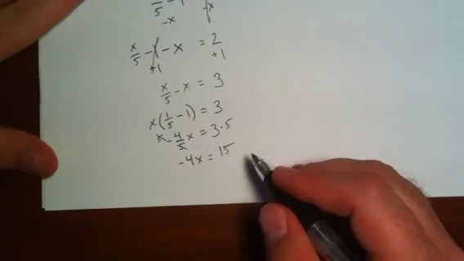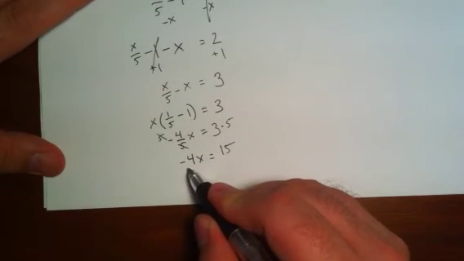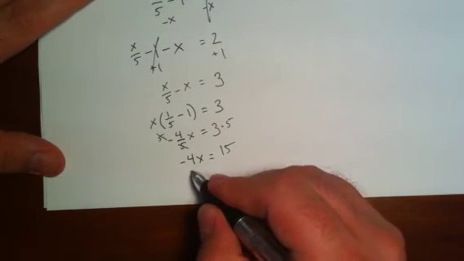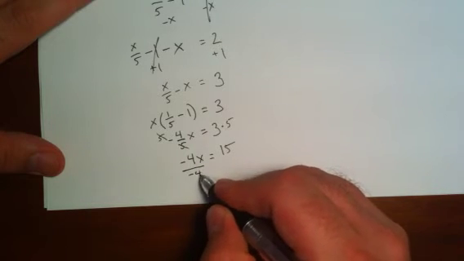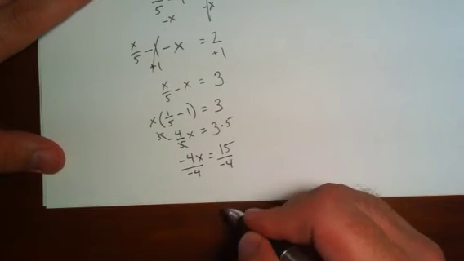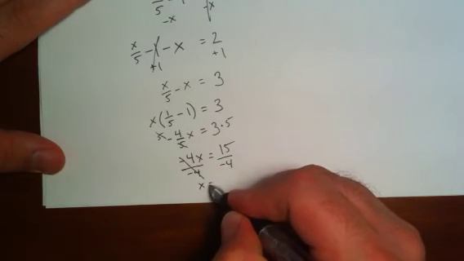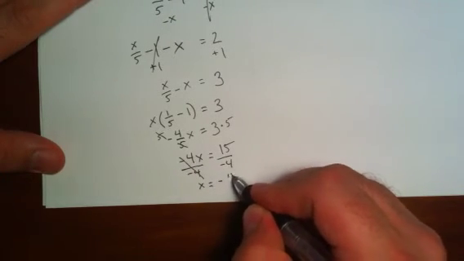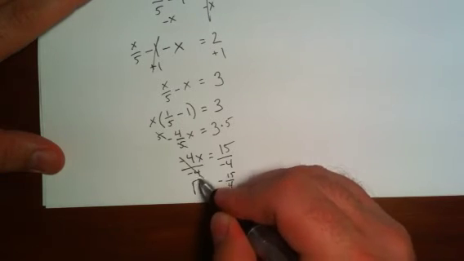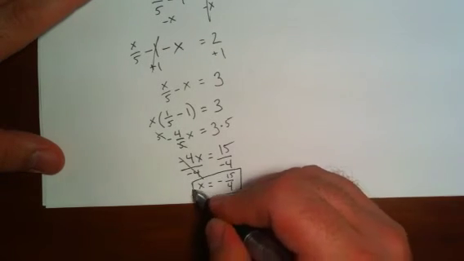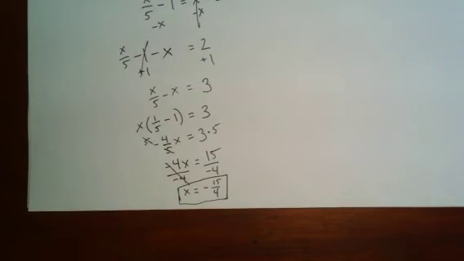Okay? Over here, we have this minus 4 we need to get rid of. So let's go ahead and divide by negative 4 on both sides. Minus 4 over minus 4 is 1. 1 times x is x. Equals minus 15 over 4. And again, we can plug that into the calculator if we want. And so that's how you do it.